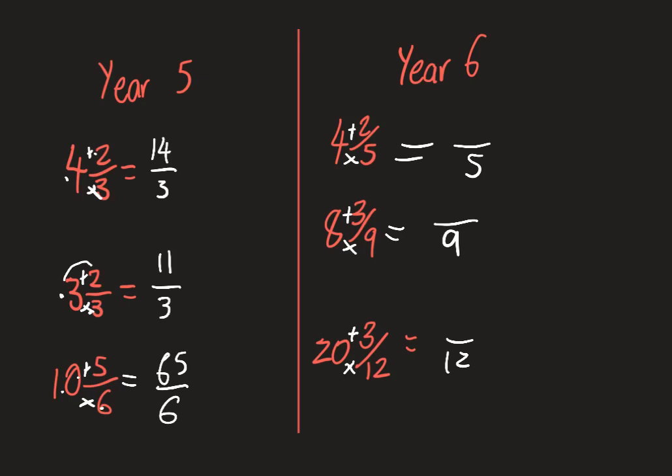Then over here with the year 6 questions, we've got 4 and 2/5, so 5 times 4 is 20, plus 2 more is 22 over 5. 8 times 9 is 72. If you had to write that down, that's fine. 8 times 9 is 72, plus 3 more is 75 over 9. And this one over here is 20 times 12. Okay, so that should be 240, plus 3 more should be 243 over 12.